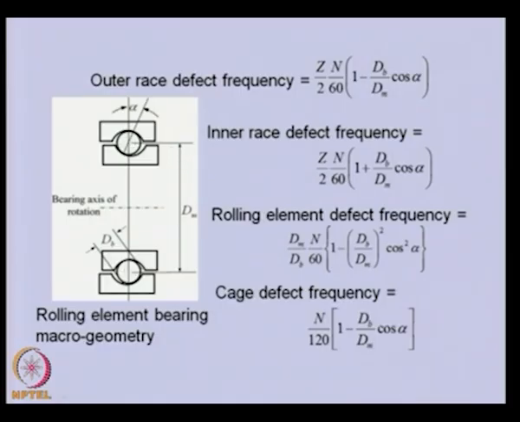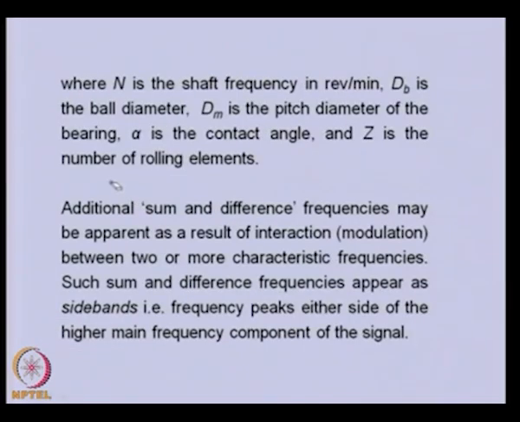So, based on geometry, we can calculate the outer raceway defect frequency like this, where Z is the number of rolling elements, N is the speed of the shaft, and these I have already defined. Similarly, inner race defect frequency can be given by this, rolling element defect frequency, cage defect frequency. So, these frequencies we can look for in the vibration signal if we are monitoring a bearing. Additionally, sum and difference frequencies may be apparent as a result of interaction or modulation between two or more characteristic frequencies.